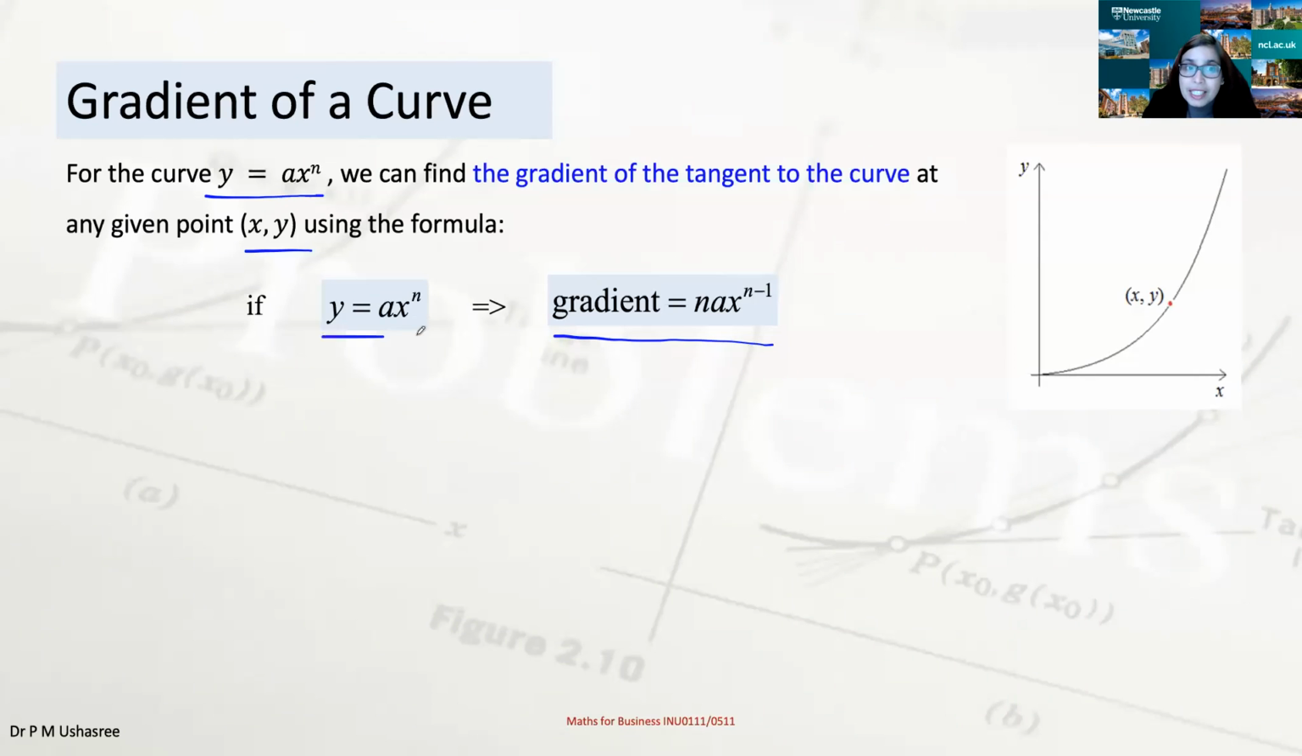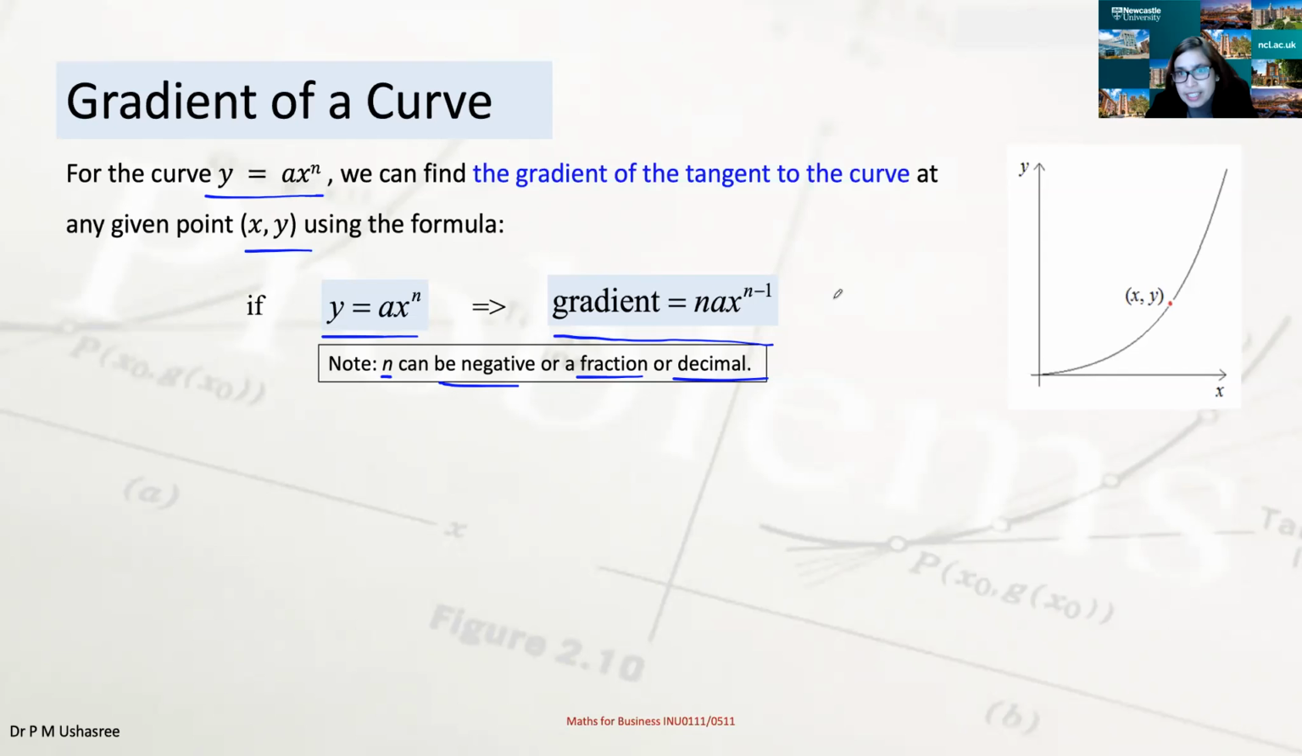So if y is equal to a times x to the power of n, then the gradient is given by the formula n times a times x to the power of n minus 1. You should remember this, guys. Here n can be negative, a fraction, or a decimal. Why is it negative? If n is negative, for example x to the power of minus 1, it means nothing but 1 over x. Or if you have 1 over x, you can write it as x to the power of minus 1.